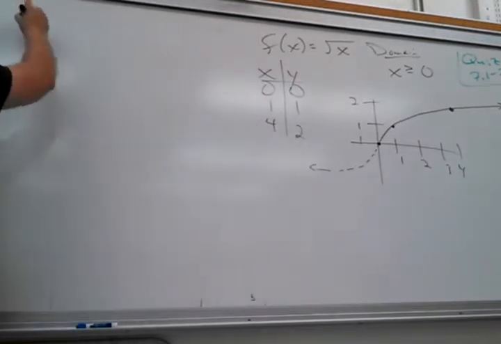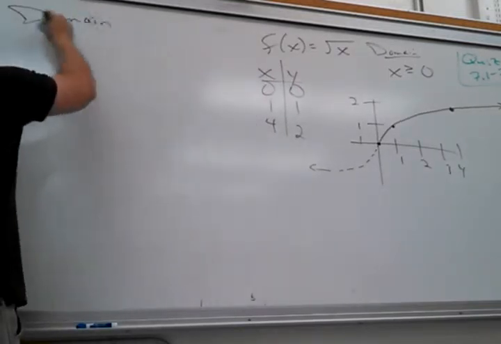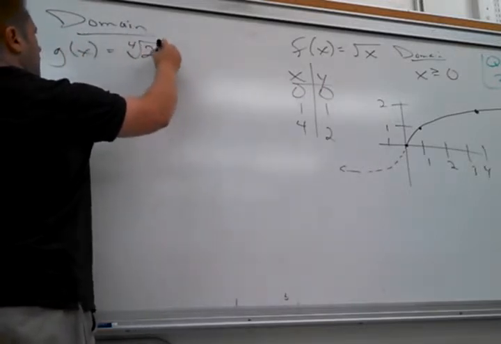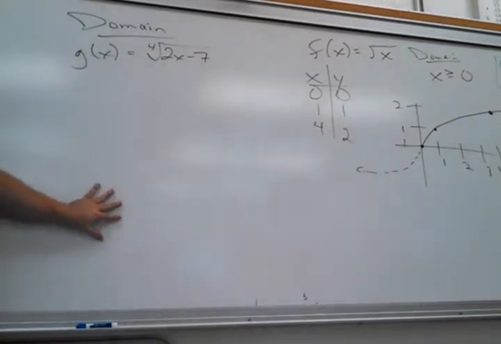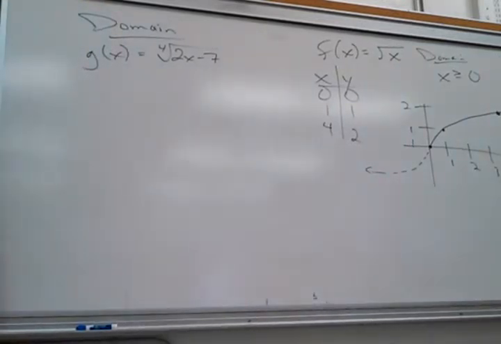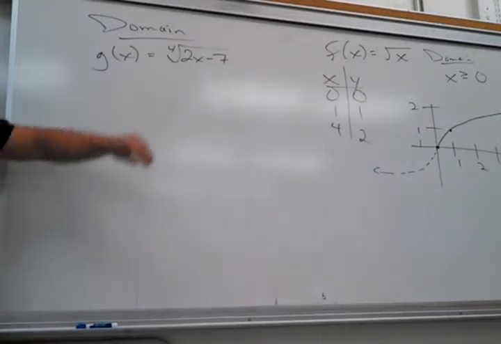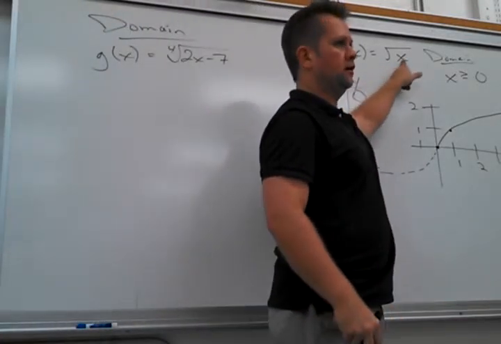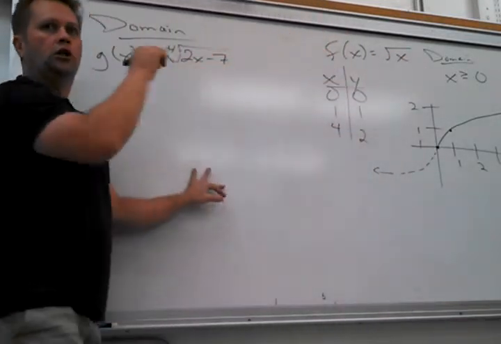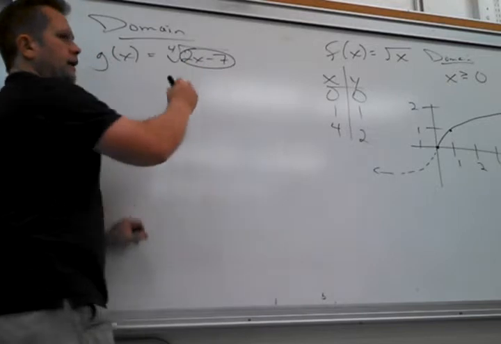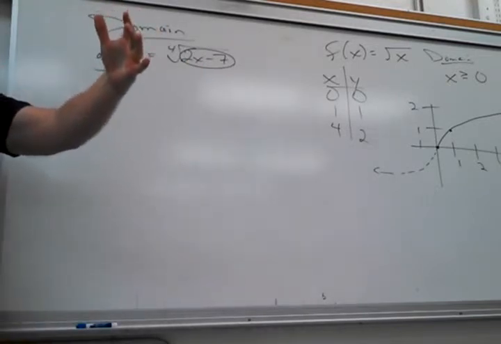So what would the domain be for this? What's got to be true about what's on the inside? What kind of number must it be? In order for the fourth root to work, what's the lowest that inside expression can be? Don't overthink it. What's the lowest the inside can be? 0. So no matter what is in there, the lowest it can be is 0, which mathematically means whatever's inside here has got to be greater than or equal to 0.